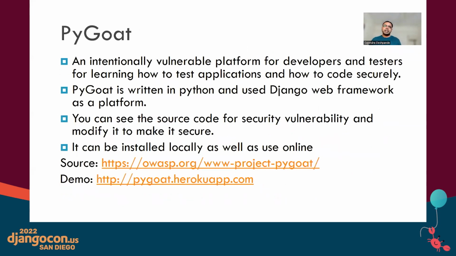Then there is a very interesting application known as PyGoat. It's an OWASP project. It's an intentionally vulnerable platform for developers and testers for learning how to test applications and how to code securely. PyGoat is written in Python and it uses the Django web framework as a platform. You can see the source code for security vulnerabilities and modify it to make it secure. It can be installed locally as well as used online. The source code can be accessed using the link below and you can also see the demonstration.